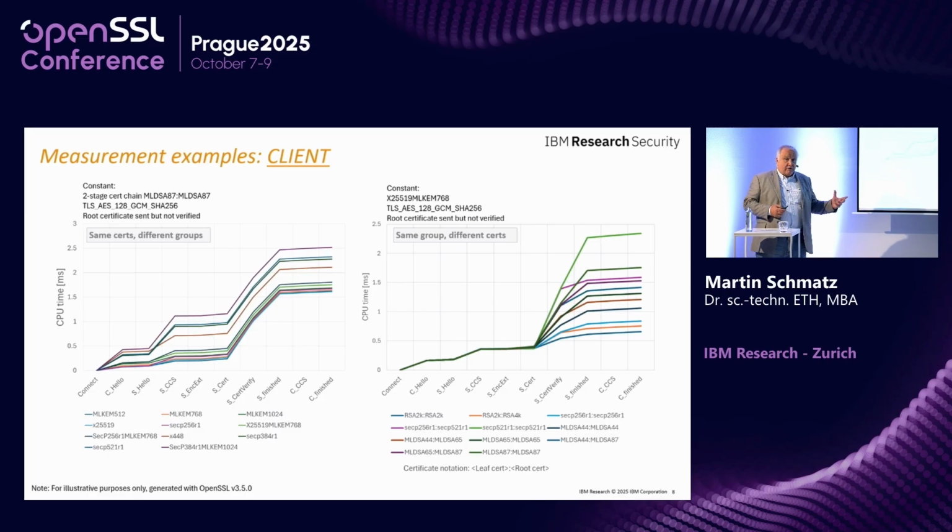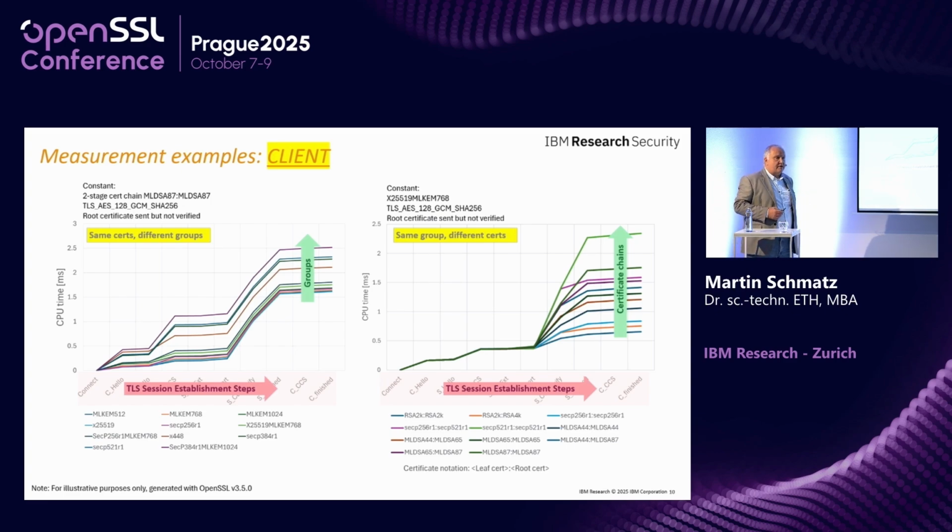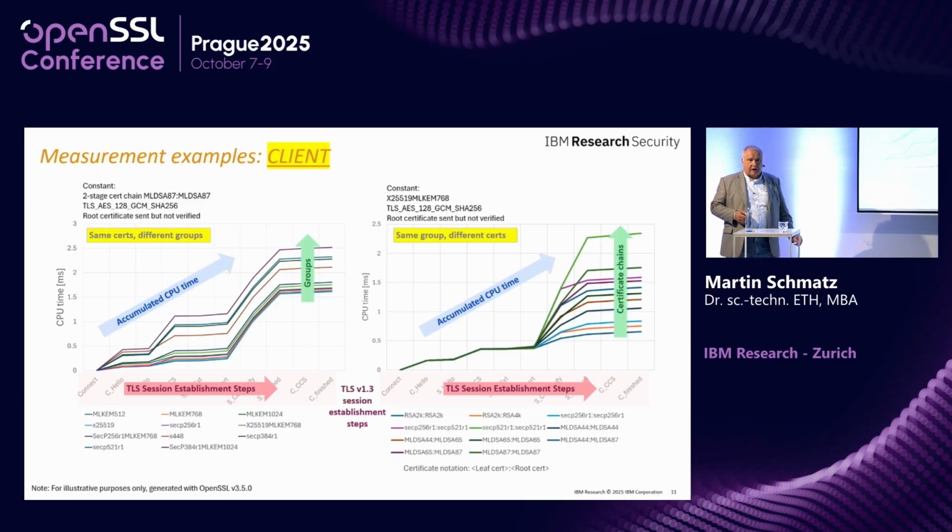If you do that, and we look at this on the client side, what you see here is that on one side we use different certificates and one group, and the opposite on the other side. So you see either the group or the certificates. We plot these results over the individual TLS session establishment steps, and we show the accumulated CPU time. Those are the typical measurements you get if you take these timestamps and produce them nicely, versus the y-axis having the time. How does this help us?